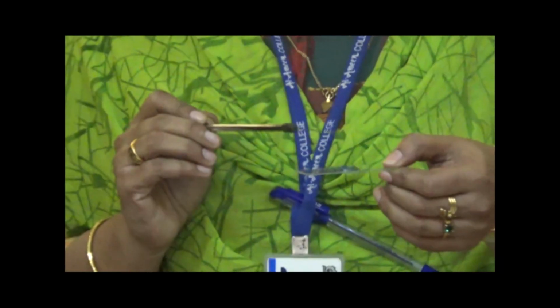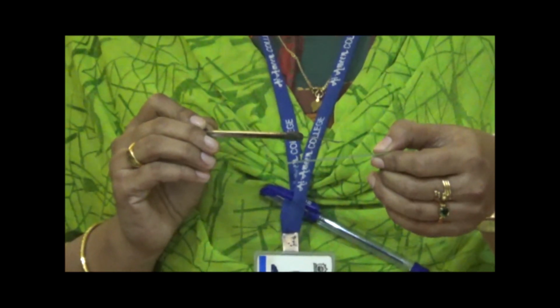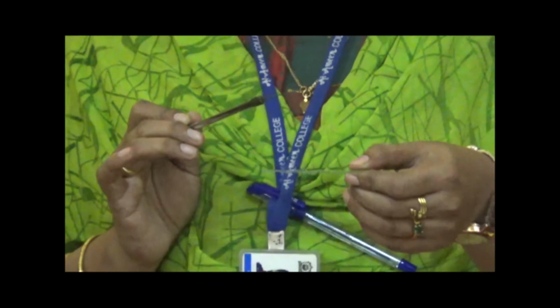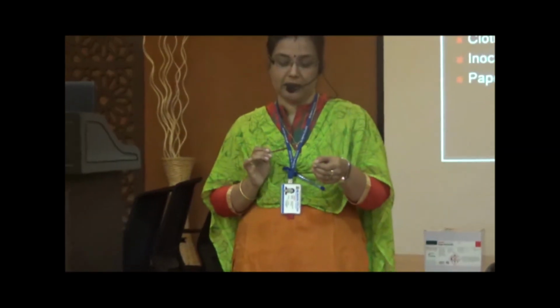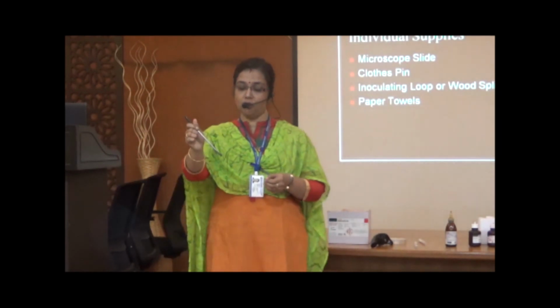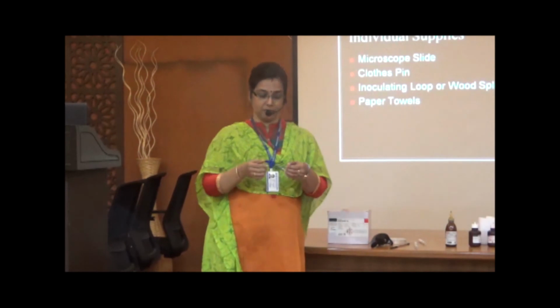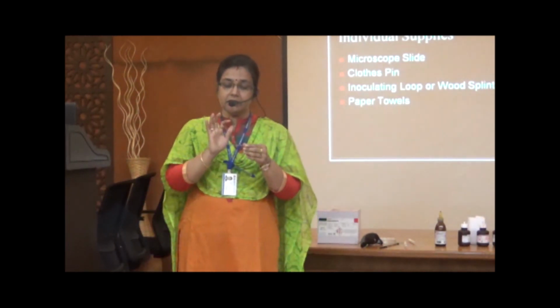Please be careful, we have to make a clear, uniform, thin smear for the observation of microorganisms. After preparing the smear, we again red hot the loop, and after red hotting, we can place the loop in the stand. Then, the smear.